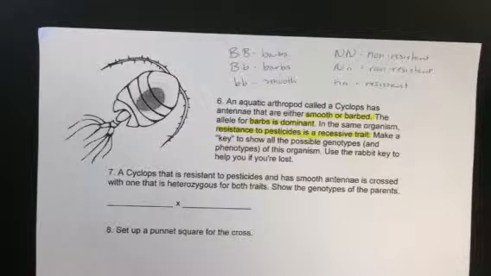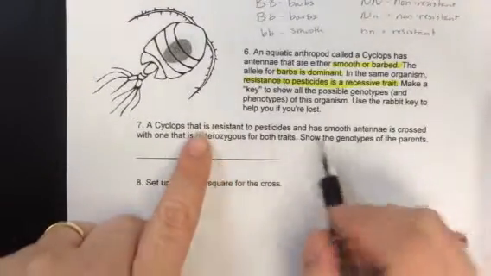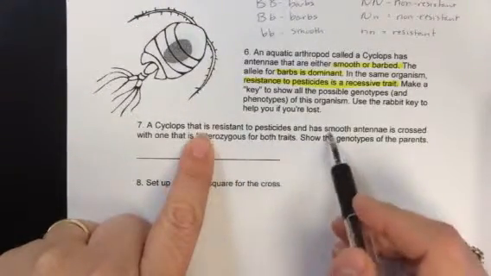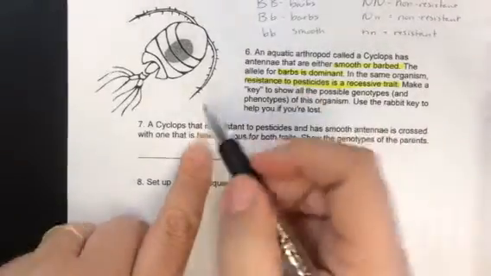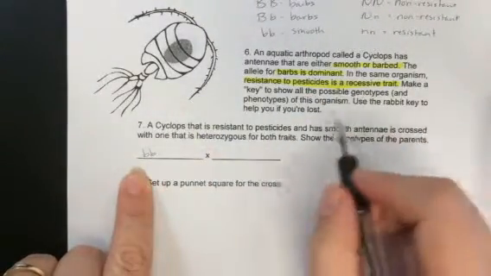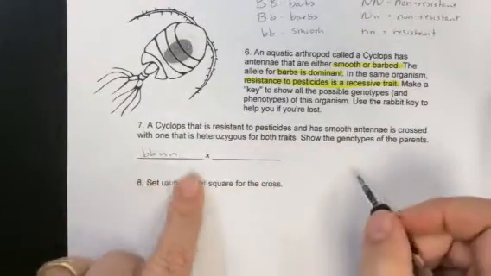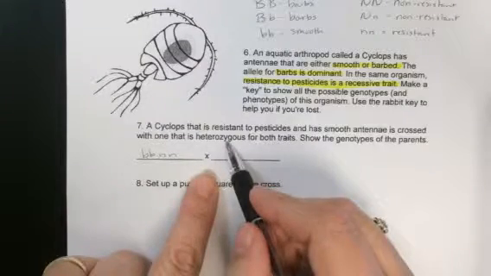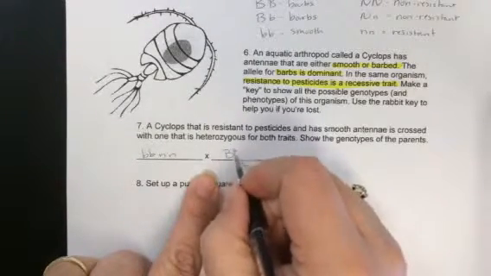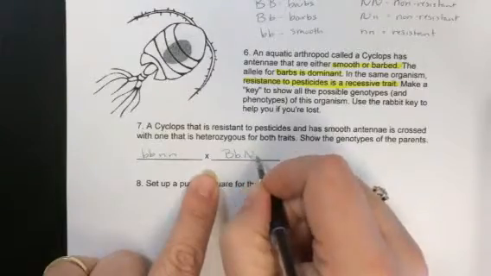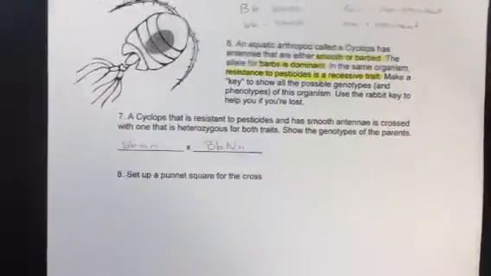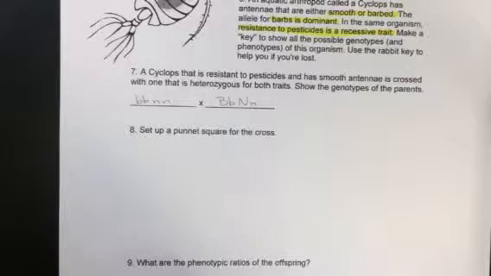So in 7, a cyclops that is resistant to pesticides and has smooth antennae is crossed with one that is heterozygous for both traits. Show the genotypes of the parents. So our first one is resistant to pesticides and has smooth antenna. So our smooth antenna is little b, little b, and our resistance to pesticides is little n, little n. The other parent is heterozygous for both traits, so that means they would be big B, little b, and big N, little n.